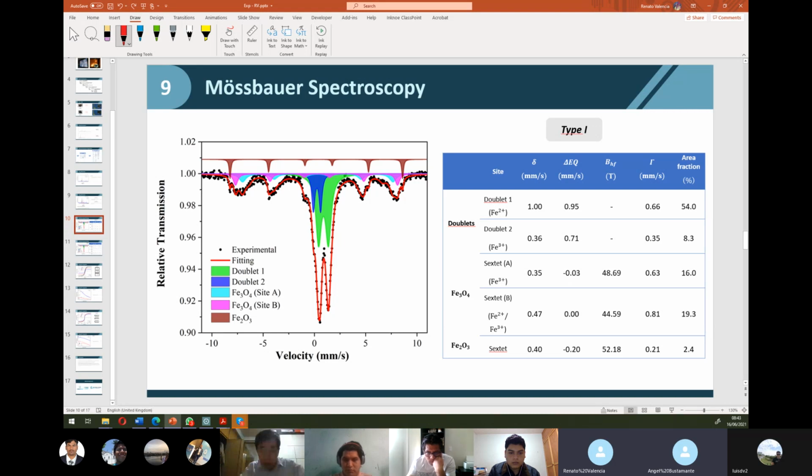The correct double maybe is Einstein at the... it's typical to superparamagnetic behavior when you measure.